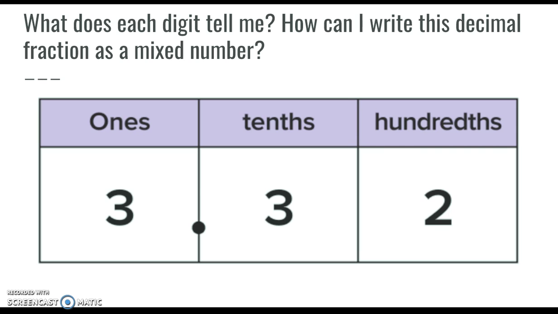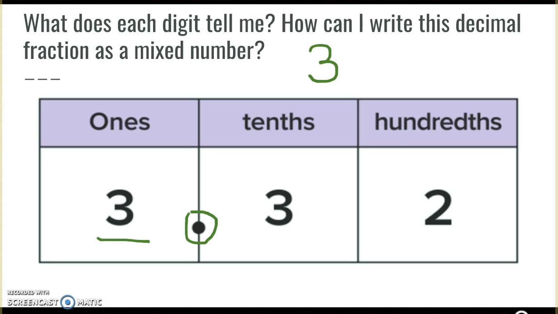When I write this number as a mixed number, I'm going to represent the ones as my whole number. So this 3 here represents my whole number because it is a whole number. Then I'm going to transfer this by thinking, oh, this is the fractional part. This means that it is less than 1 whole. So I have 32 hundredths. So I would write 32 hundredths.